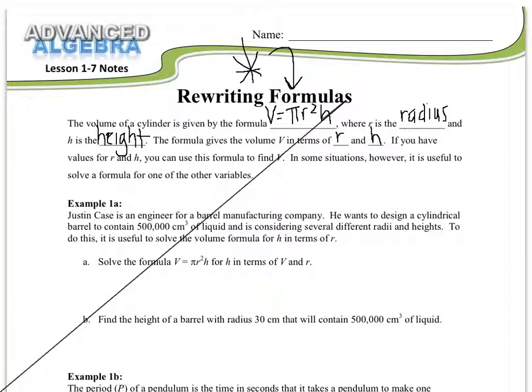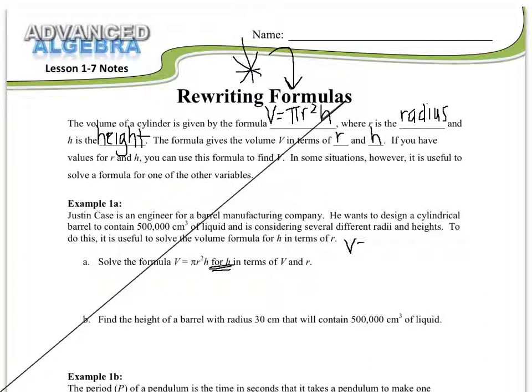Let's practice that. In example 1a, Justin Case is an engineer for a barrel manufacturing company. A barrel is a cylinder. He wants to design a cylindrical barrel to contain 500,000 cubic centimeters of liquid and is considering several different radii and heights. To do this, it is useful to solve the volume formula for height, h, in terms of r. So we're going to solve it for h. They said solve the volume V equals pi r squared h for h. So we are going to put h on one side of the equal sign, everything else on the other side. Okay, so let's do that.